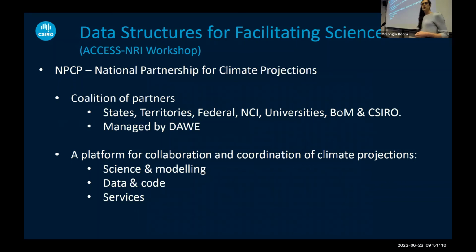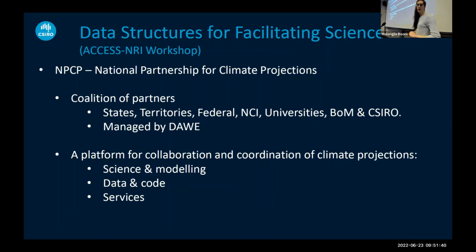I also just want to mention real quick the National Partnership for Climate Projections. So it's called the NPCP. It's a coalition of partners from all the different states and territories, the Federal Department of DOR, NCI, universities, BOM and CSIRO, all working together in a collaborative effort to coordinate regional downscaling of CMIP6 in particular.